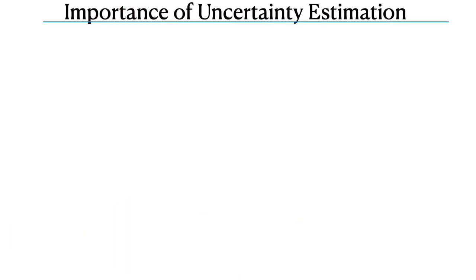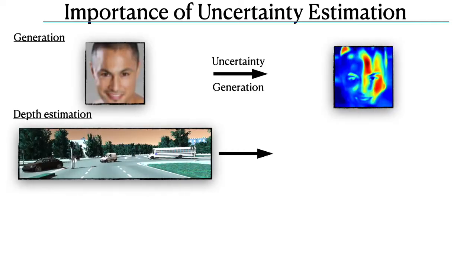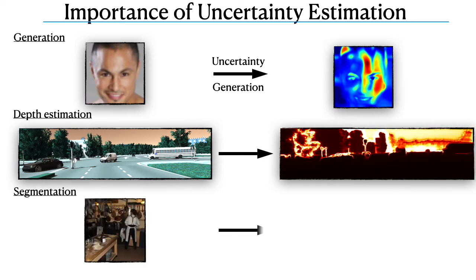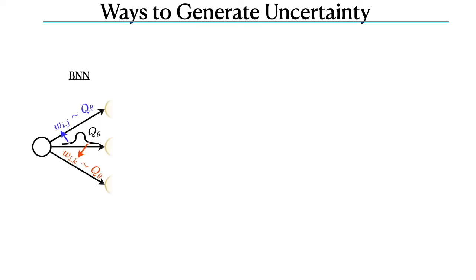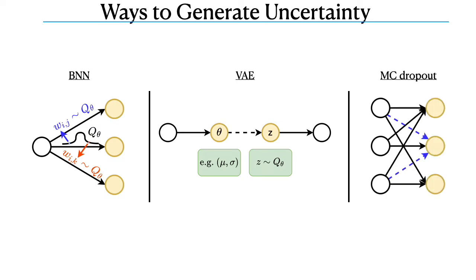Quantitative description of uncertainties of the predictions are needed in a broad spectrum of applications in vision and machine learning. For example, it can be used for calibration of the model in problems like generation, depth estimation, and segmentation. Among current deep learning methods, there exist several different ways to generate uncertainty masks. For instance, Bayesian neural networks, where all weights are considered to be random, variational autoencoders, where the latent representation is random, or even Monte Carlo dropout, which approximates the posterior distribution of a deep Gaussian process.